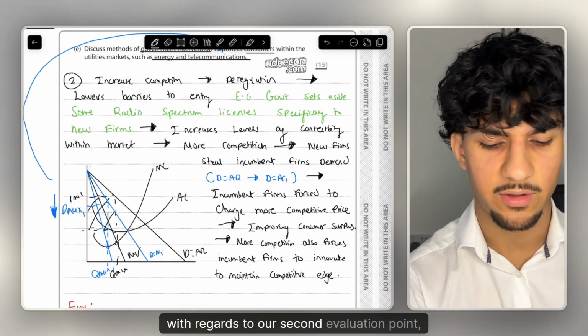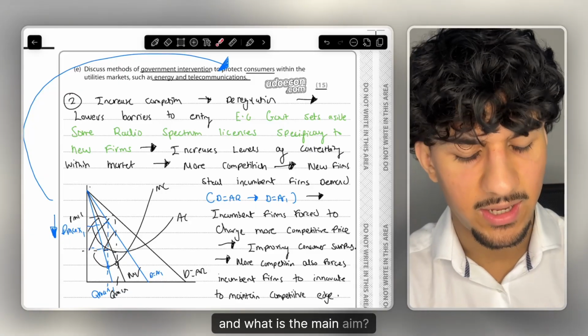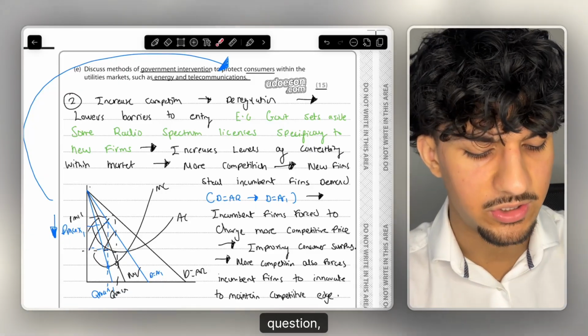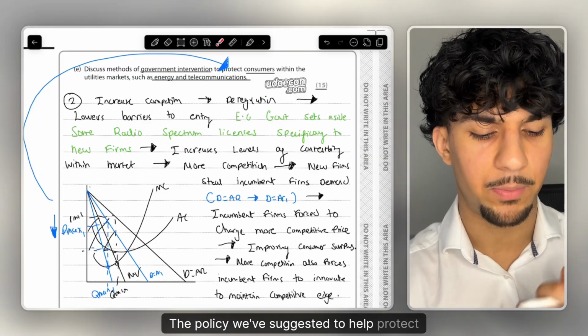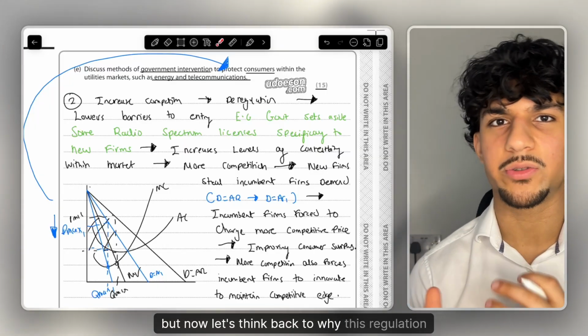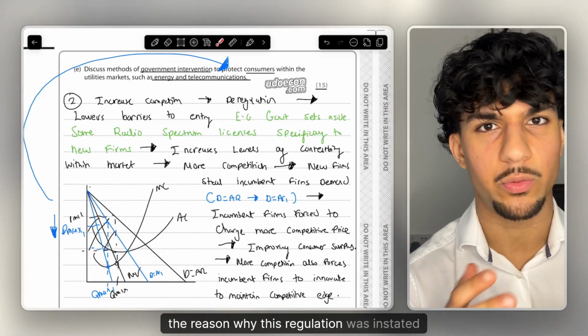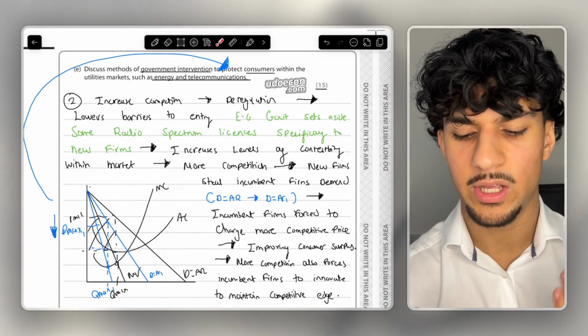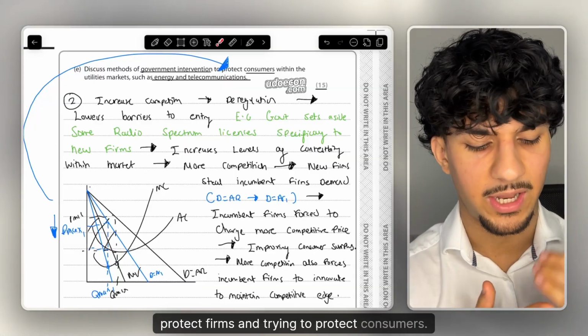With regards to our second evaluation point, it's very much to do with the question, and what is the main thing we're addressing in the question, which of course would be protecting consumers. The policy we've suggested to help protect consumers would be deregulation. But now let's think back to why this regulation was in place originally. The reason this regulation was instated originally by the government would be something along the lines of trying to protect firms and trying to protect consumers.